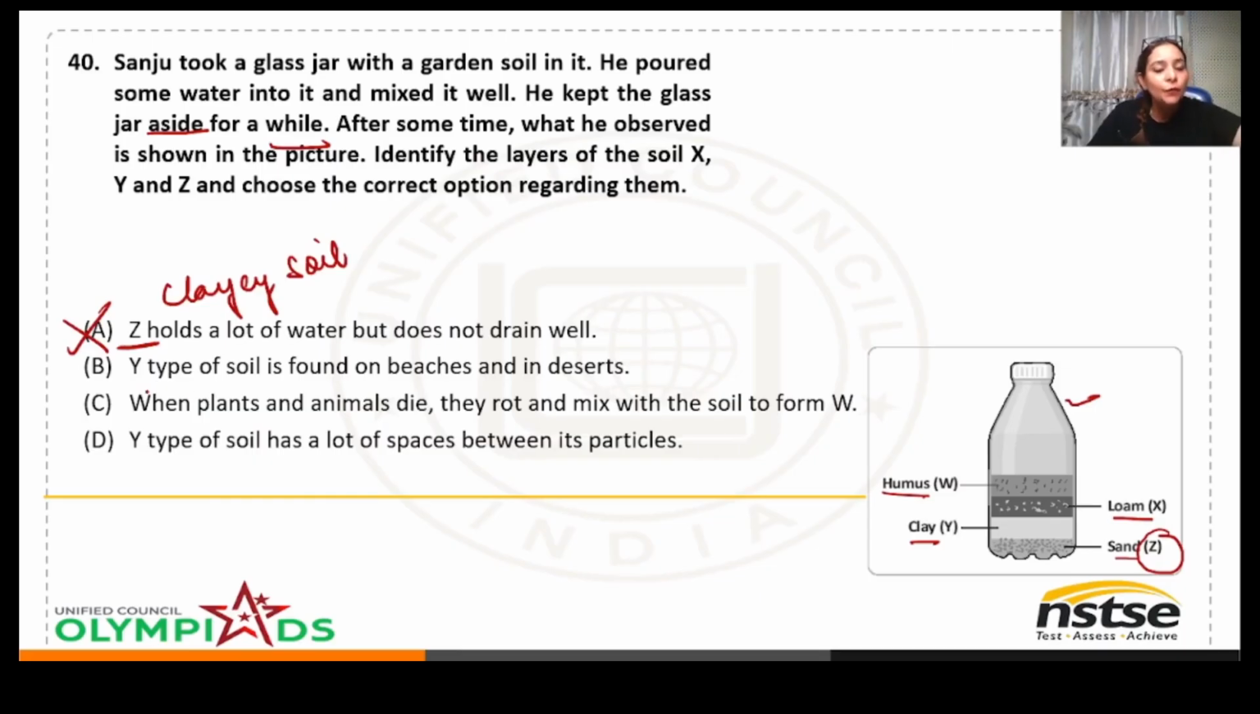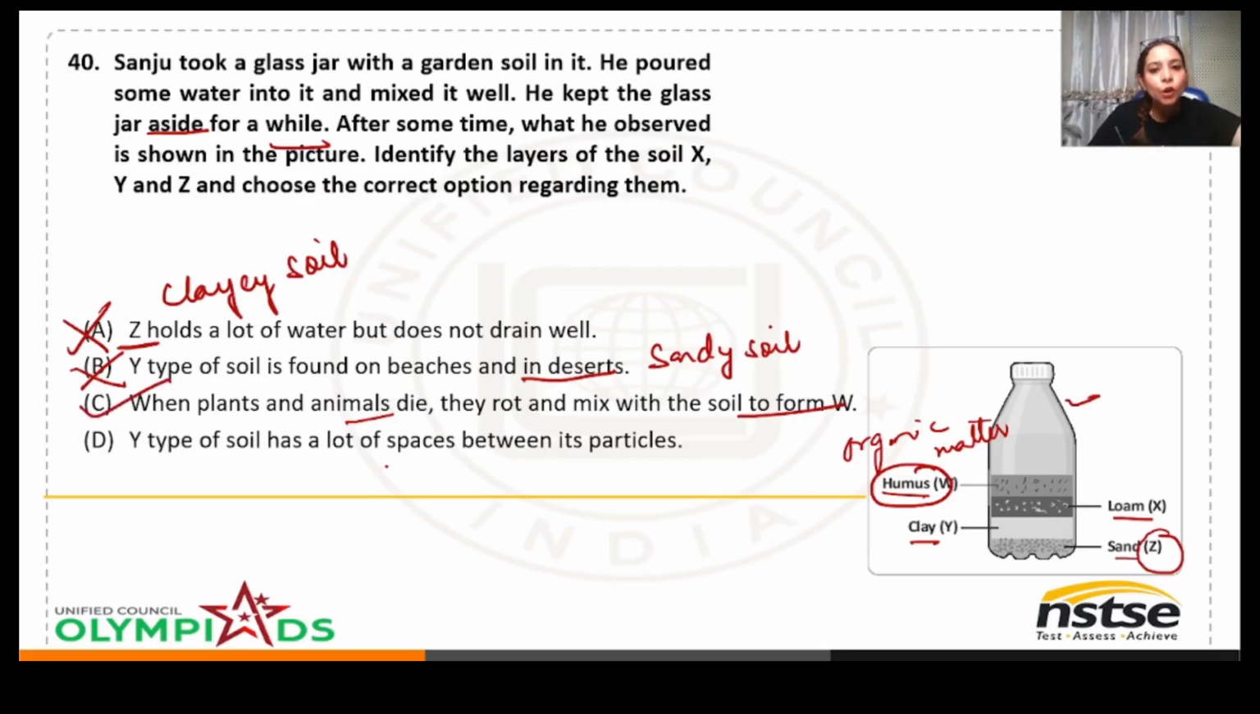If I talk about Y soil, Y type of soil is found on the beaches and in the desert. So that is a sandy soil. Clay is not found there. When plants and animals die, they rot and mix with the soil to form humus. Humus is an organic matter present in soil, and when plants and animals die, they rot and mix with soil to form this humus. So this is correct.